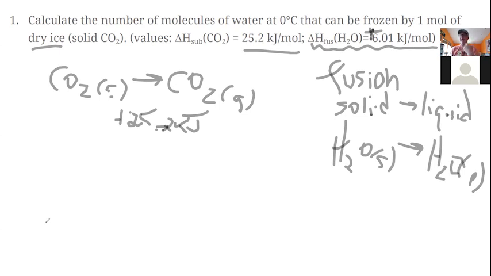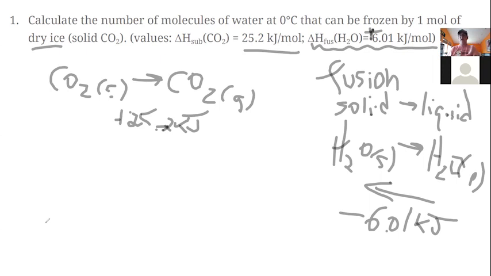Well, to go backwards, we need to take heat out. So in order for this reaction to go the other way, we need to remove heat. And that's what happens in your freezer, right? We're taking heat out of the surroundings and we're turning the liquid into a solid. That is negative 6.01 kilojoules. That's how much heat we need to remove from liquid water to turn it into a solid.